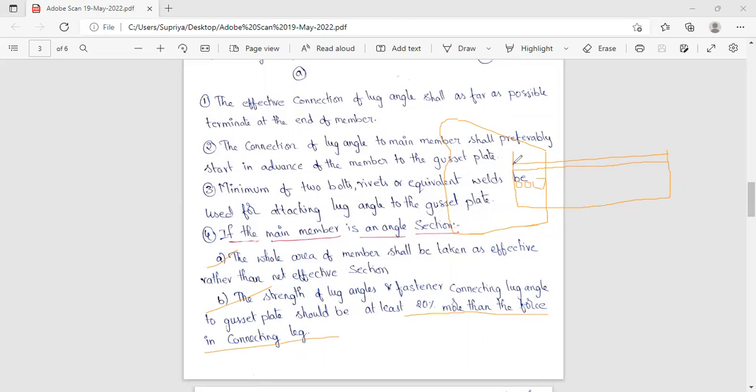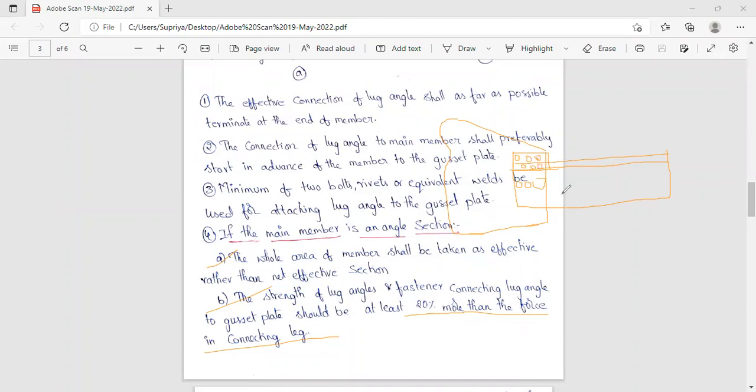Next, we have to make a connection from the lug angle to the main member, and the third connection we have to make is the lug angle and the gusset plate. The lug angle must be interconnected to the member, otherwise it will not be stable.